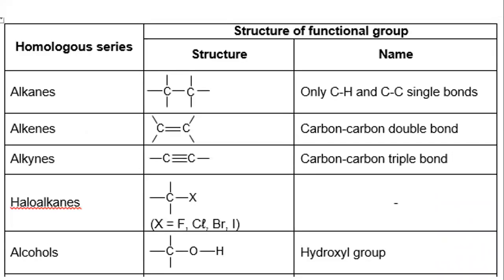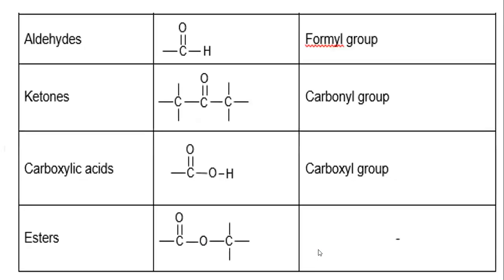And also what you have learned are the names of the homologous series, such as alkane, alkene, alkyne, haloalkanes, and alcohols. Those are the names of homologous series. You also learned about the structure of a functional group, for all your functional groups, and you also learned the names of the functional groups. Like here in alcohol, this OH is represented by a hydroxyl group. So that's what you have learned in the previous lesson.